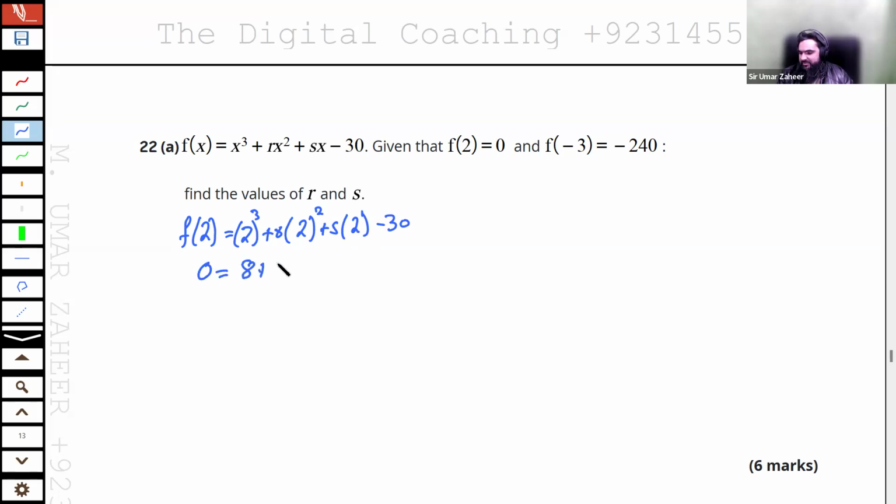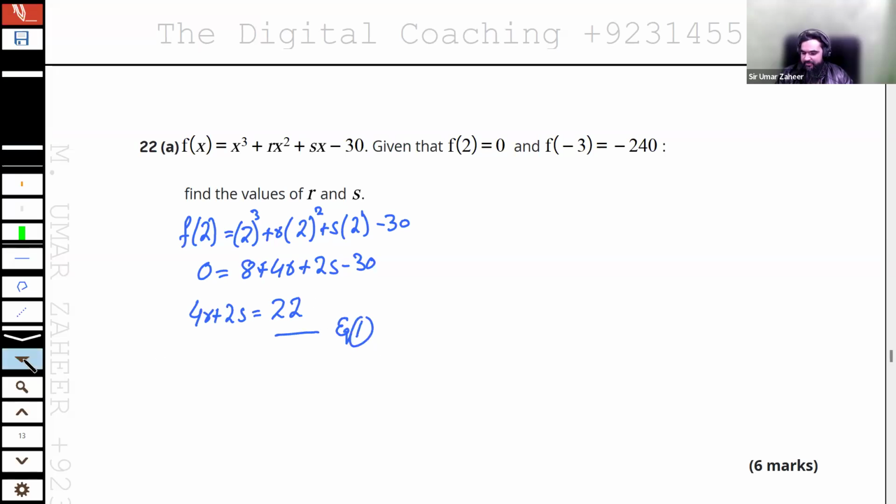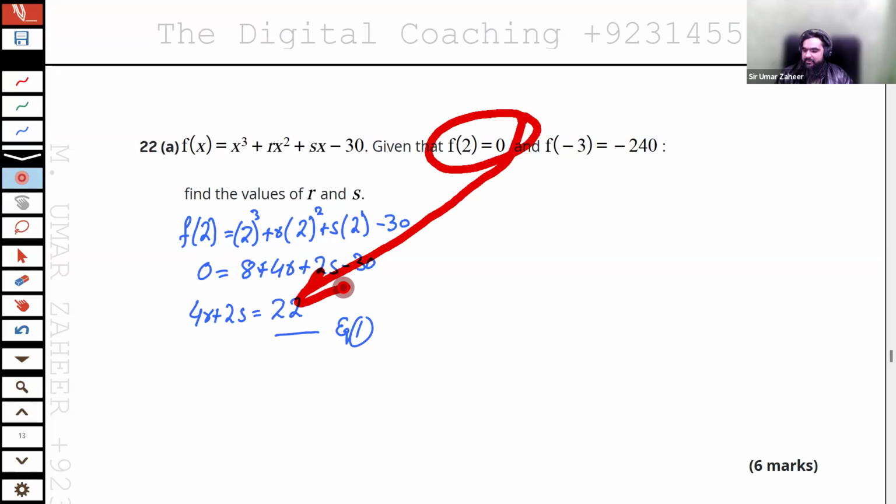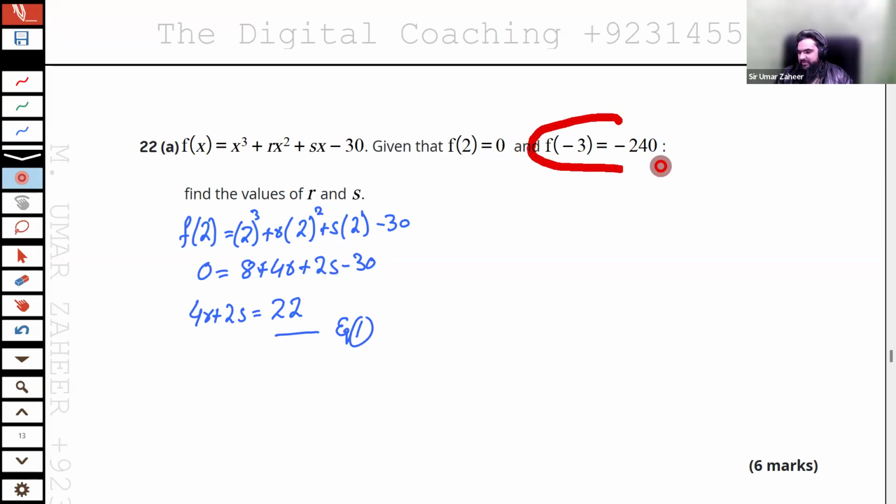You will get 8 plus 4r plus 2s minus 30. 8 minus 30, it will be minus 22. So minus 22 on the other side will be plus 22. So 4r plus 2s is equal to 22. So you are going to get the first equation. So with the help of the first given information, we have found one equation. And the second given information, we have f of minus 3 is equal to minus 240. So let's use that information.